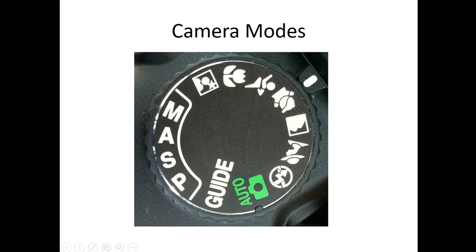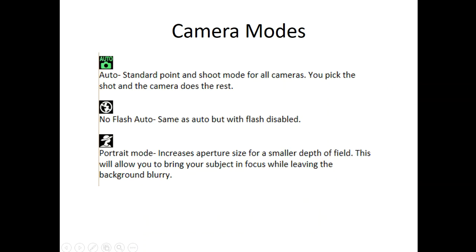And then if you've got like a pocket camera or even phones, you might notice that you've got these types of settings on there, and so we're going to talk about what those are. And then of course auto. So that's the auto standard point and shoot mode for all cameras, you pick the shot and the camera does the rest. You've got a no flash auto, it's the same thing but with the flash disabled.